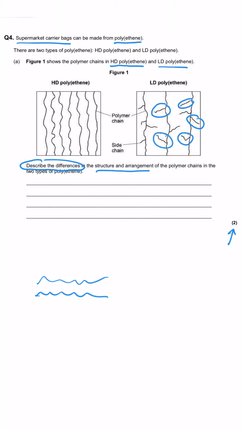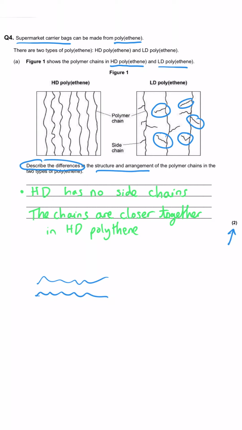And so for our first mark, that's what we need to do. So we can say both things, or we can just make one statement about one of the types of polymers. And so in terms of what we need to write, we need to say high density polythene, and we can abbreviate it like they have, has no side chains. And so as a result of that, the chains pack closer together in high density than low density polythene. It's important to get a comparative sentence in there for our second mark.